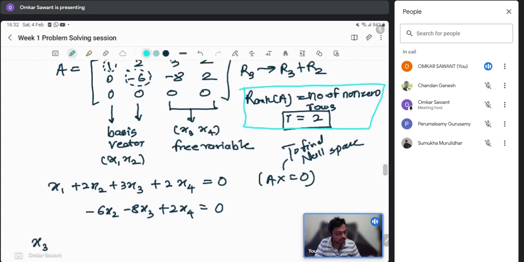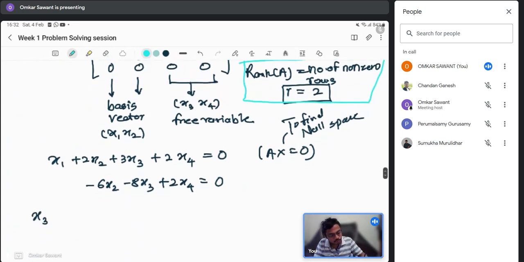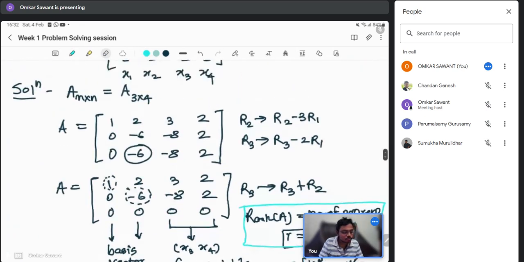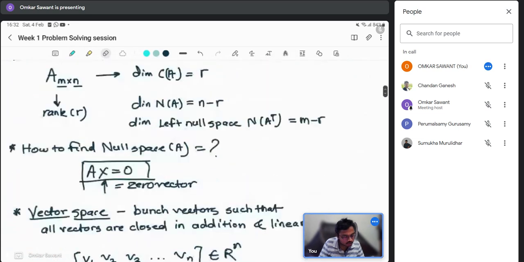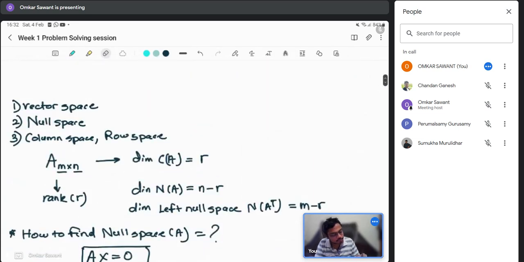So you got rank equal to 2. Before going further, we will guess what the dimension of the null space will be. We can judge the dimension of null space based on this formula, right?